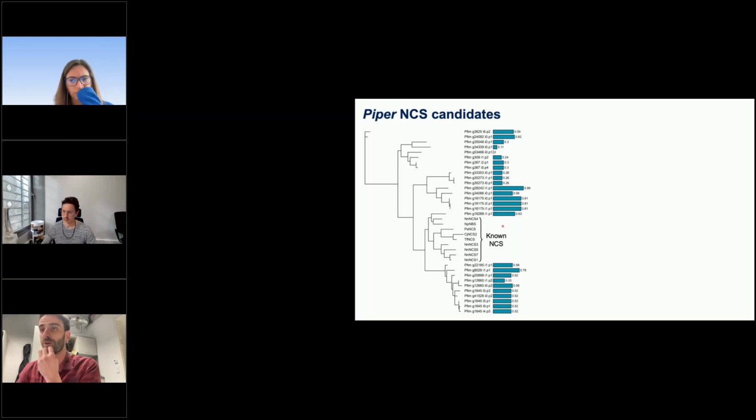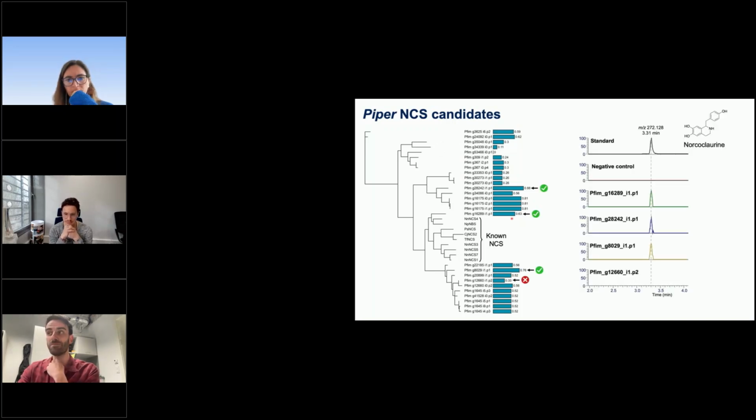And to test whether these numbers actually make any sense, we picked four of these candidates and tested their activity. We expressed the genes in a different organism, and we checked whether it would produce the expected compound. And to be honest, to our surprise, it went a little bit beyond our expectations.